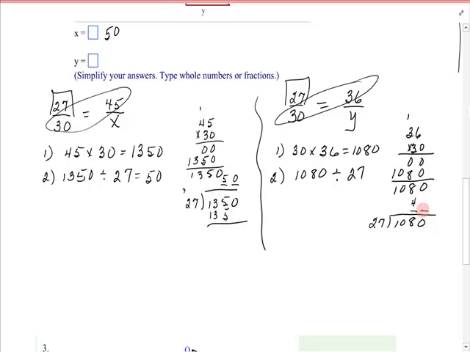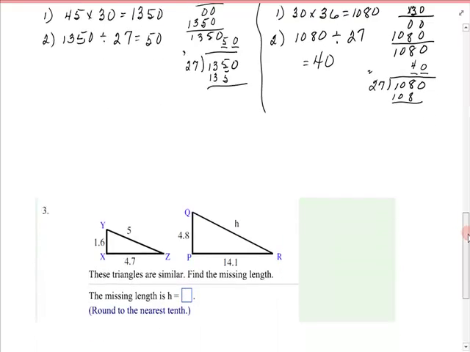Let's say 4 times, and 4 times 7 is 28. Carry the 2. 4 times 2 is 8, and 2 more makes 10. That means all I'm going to have is a 0 there, so this is equal to 40. The y value is 40. So one proportion solves for x, and a completely separate proportion solves for y.